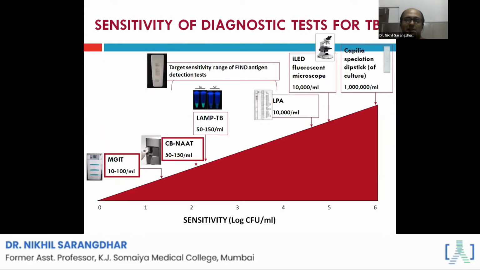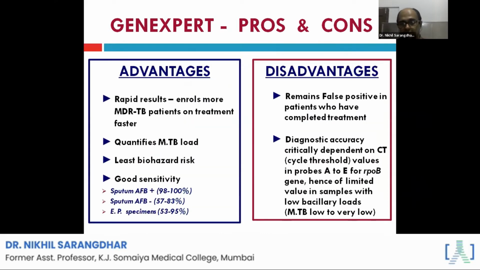So what is the sensitivity of all these tests for TB? You have the diagnostic pyramid here. At the bottom is your midget, that is liquid culture, followed by CB-NAAT, that is your GeneXpert, and then the LPA.